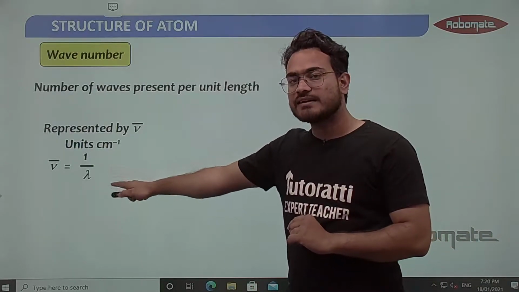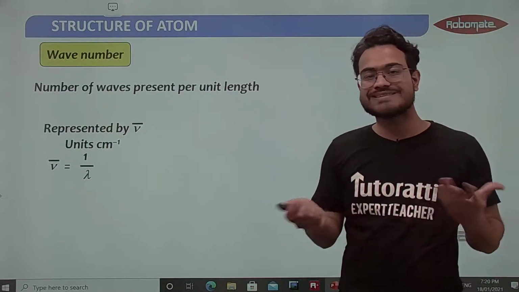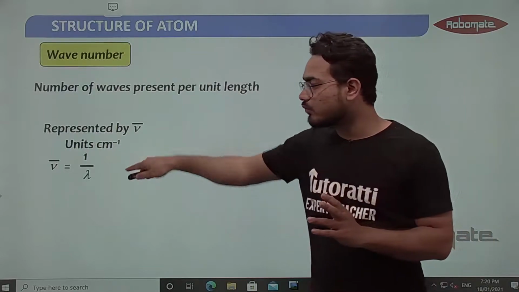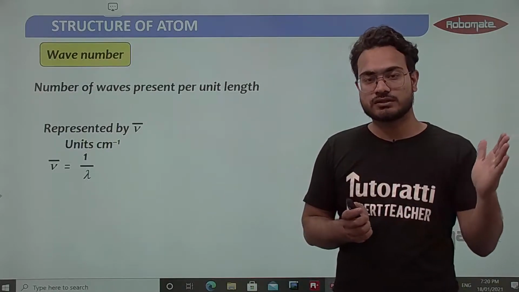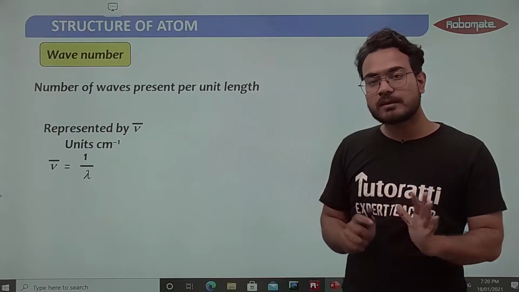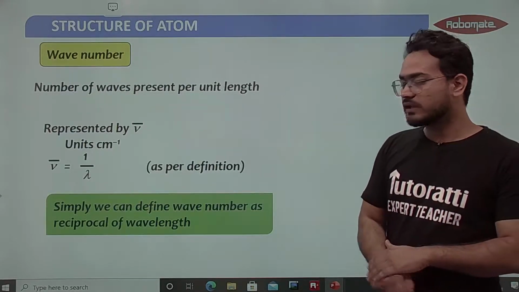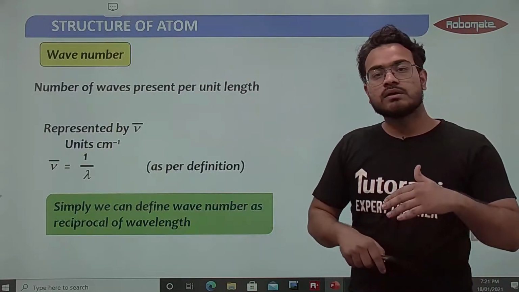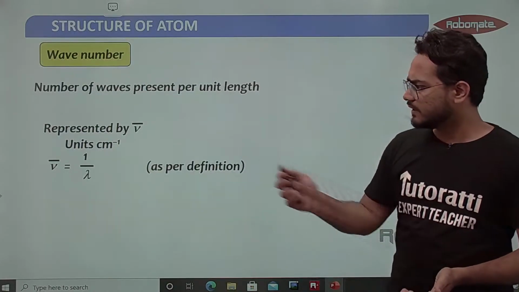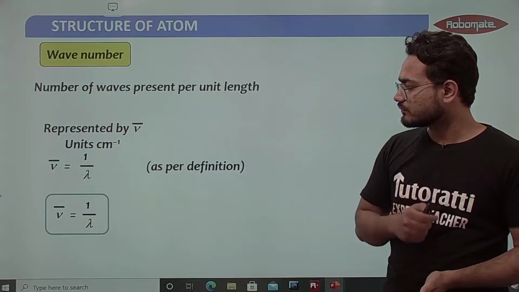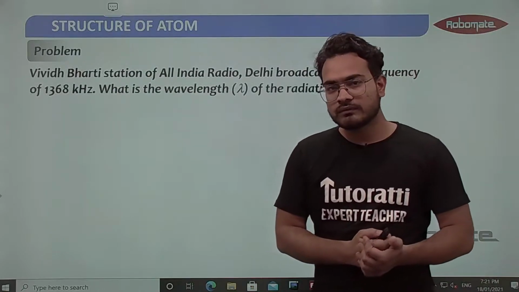ये formula याद रखिएगा. It is very important because you will get confused if it comes up, what is the wave number. If you do not remember 1 upon lambda, among so many formulas, this will be used as such. So wave number is 1 upon lambda as per the definition. We can also say that wave number is the reciprocal of wavelength. This is the main formula. Let's move ahead and we have a problem for you.